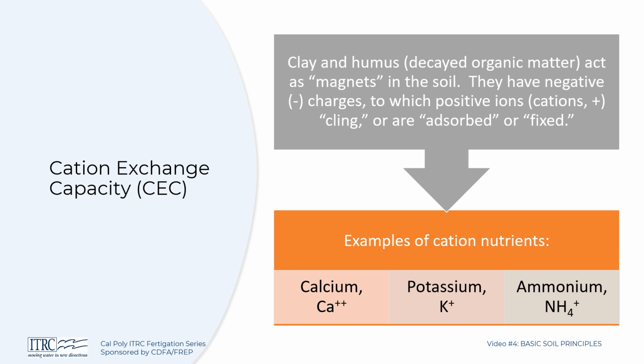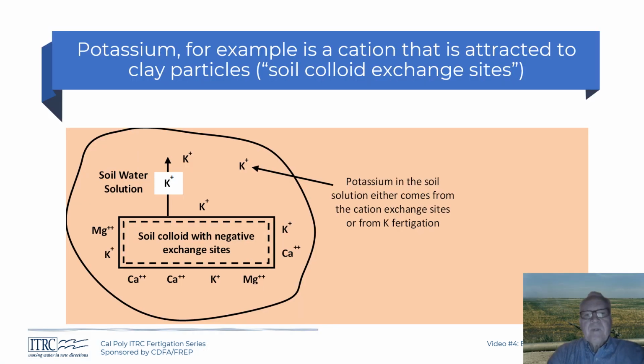The cation nutrients that appear on the cation exchange capacity are things like calcium, which has 2 charges, potassium, which has 1 charge, and ammonium. Of course, there are others like hydrogen and sodium that are also on the exchange sites. This is a conceptual depiction of something like potassium, just as an example.